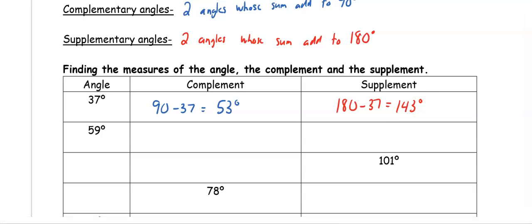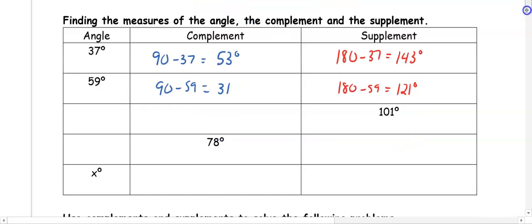In our next one, we have the angle of 59, so we can do the same thing. We can do 90 minus 59, 31 degrees. And then for our supplement, we can do 180 minus 59, and we get 121 degrees.